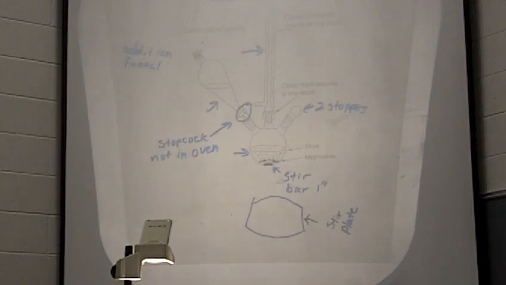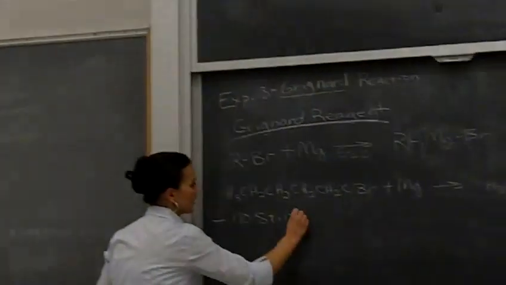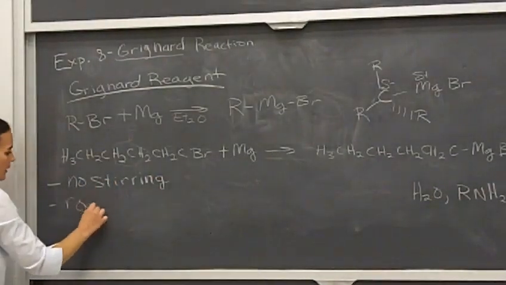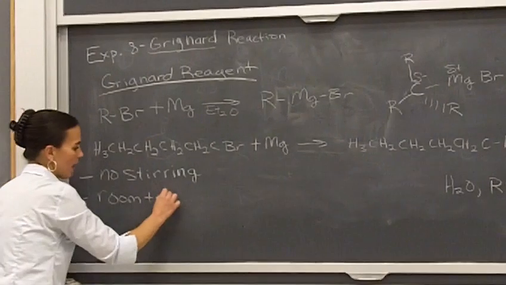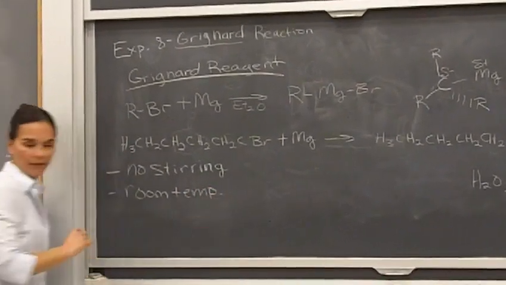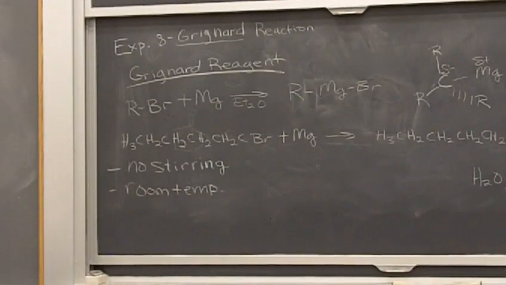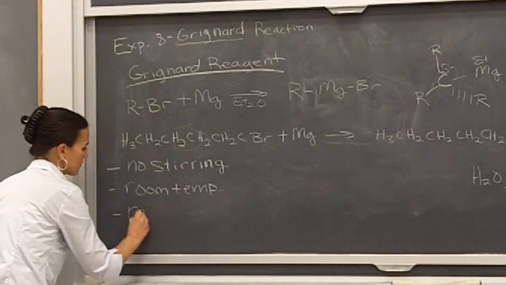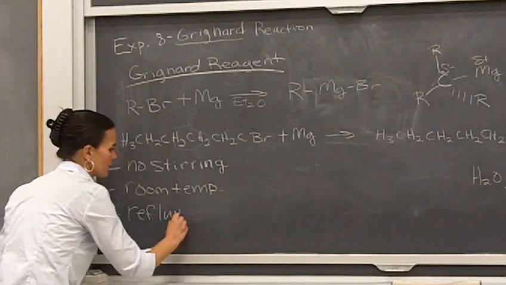So no stirring. And you are using your hands to get it heated, but this is occurring at room temperature. So we don't have any water bath around it or anything like that, okay? Once you get the reaction going and you've added all your alkyl bromide, you want it to reflux for another 15 minutes.